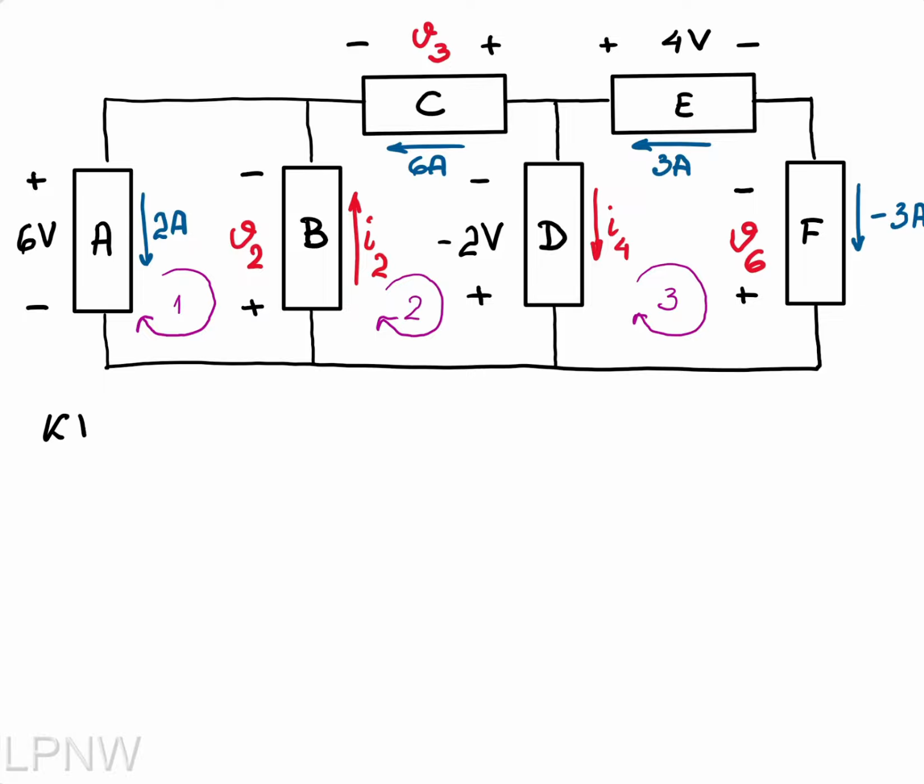So Kirchhoff voltage law applied at loop number 1 indicates that the sum of all the voltages inside the loop is going to be 0. So it basically tells me that if I take the voltage across element A, 6 volt, and I add to it voltage V2, the result is going to be 0. So from here, voltage V2 comes at negative 6 volt.